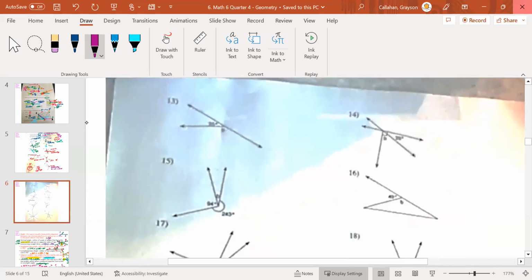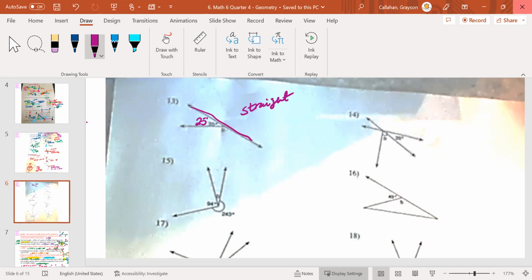I can't see this well. I'm assuming this is 25 degrees. If it is 25 degrees, you see how this one is a straight angle? So you could put straight angle, supplementary, or linear pair. Okay, so 180 minus 25 degrees is going to give you 155 degrees, and that is what angle B is.